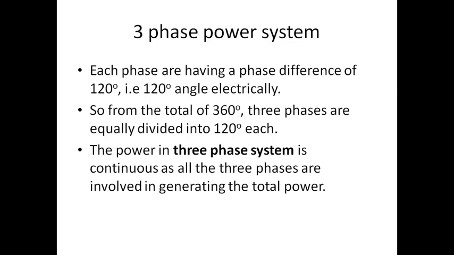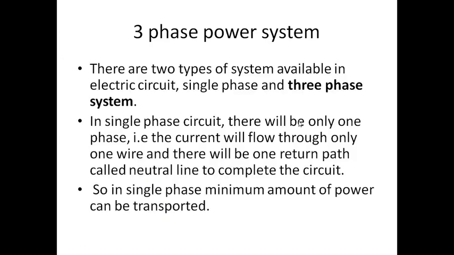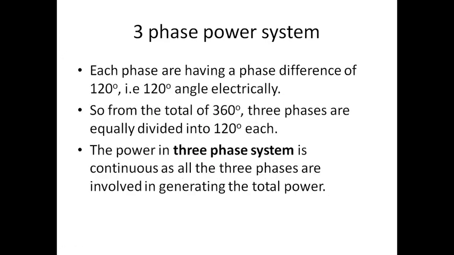That's what we have seen in the animation just now, with a phase difference of 120 degrees, and totally it is 360 degrees. And the three-phase power system is continuous, as all three phases are involved in generating the total power. Means I am getting a continuous waveform. In this diagram, a continuous waveform is generated, and it is not stopping anywhere. So I am getting continuous power.